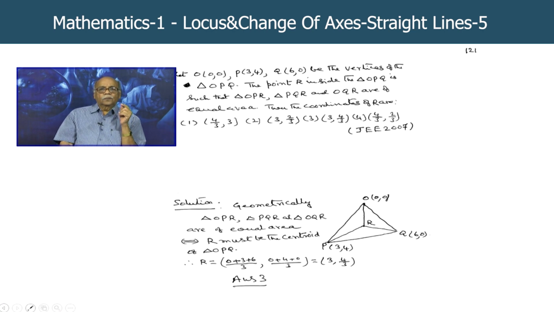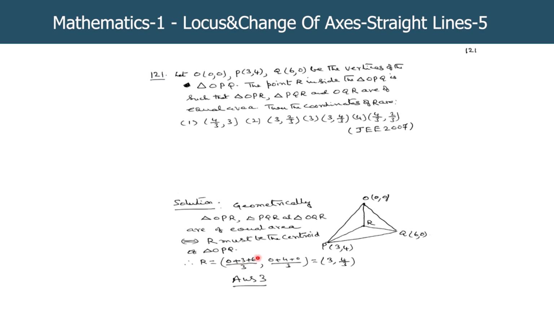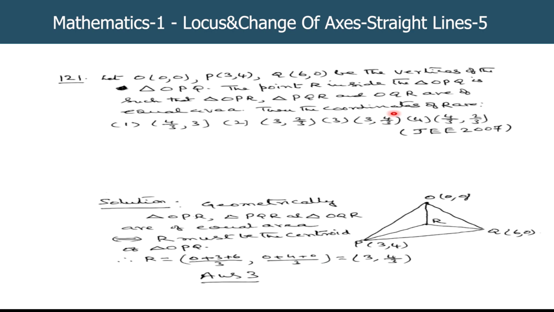Okay. So we know that G is nothing but the sum of the x coordinates by 3 and the sum of the y coordinates by 3 of the vertices. So here the sum of the 3 x coordinates of the vertices is (0 plus 3 plus 6) by 3, and (0 plus 4 plus 0) by 3. So the answer is simply (3, 4 by 3).